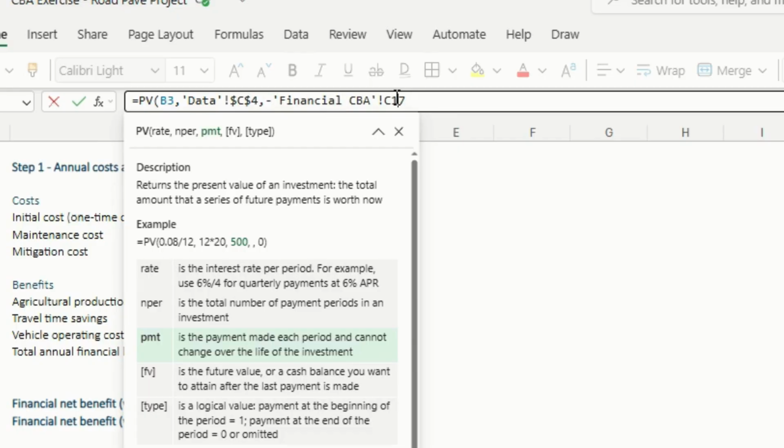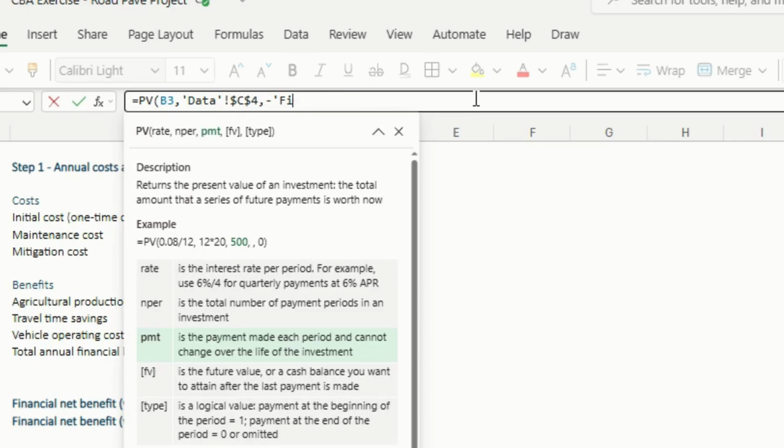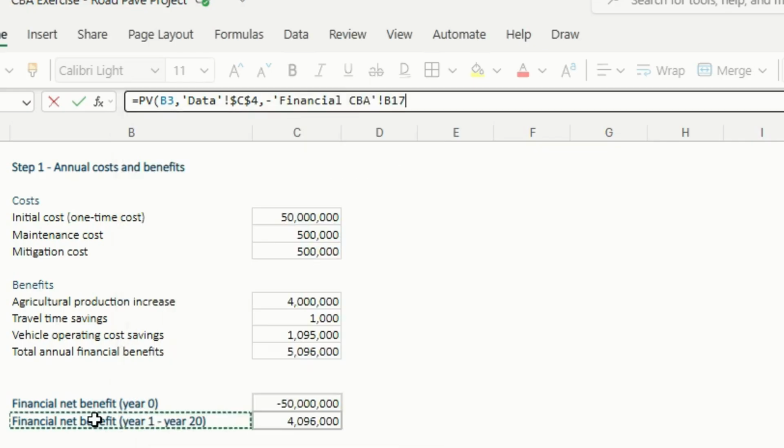So here, oops, let's do it again. Minus, okay, parentheses, minus the initial cost.